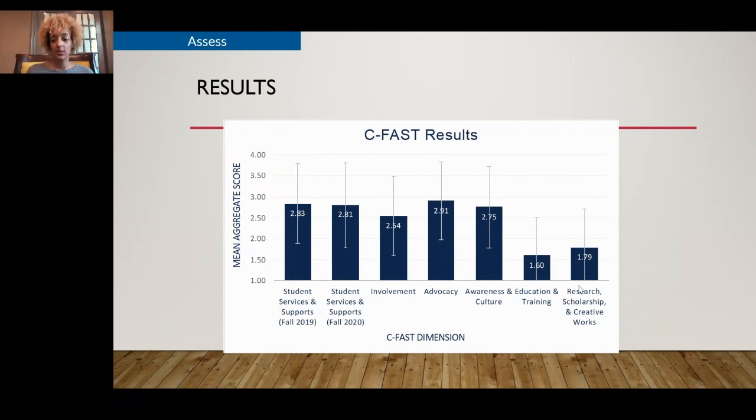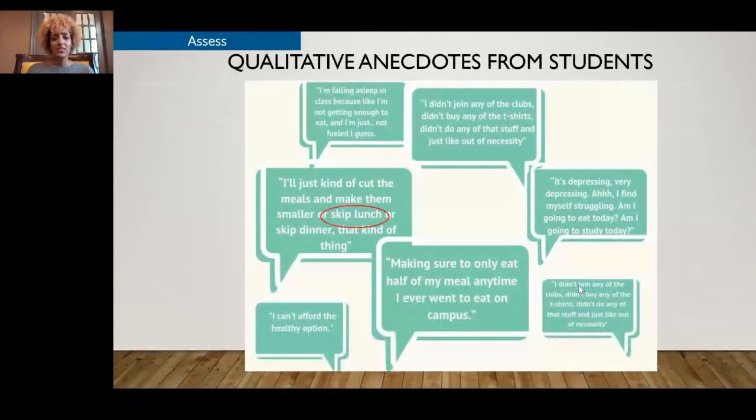Regarding our student anecdotes, in these lived experiences, we found that students are skipping lunch or making smaller meals and skipping dinner. We found that students are going out to eat and immediately halving their restaurant meals so that they can have leftovers. We also found that students reported that they cannot afford healthy options, whether it's in the convenience store, the C-store, or the cafeteria, and that they were very depressed. And these things support some of the other research that has already been done.